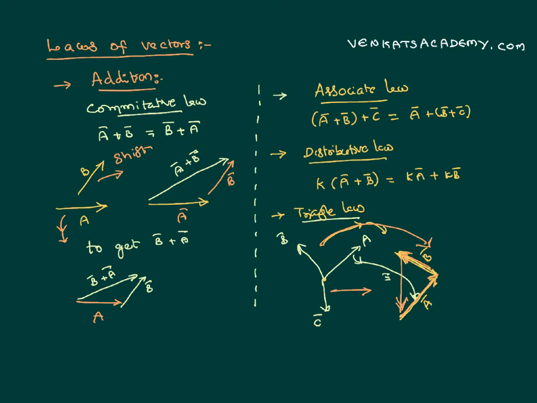It simply tells you that if three vectors are acting on a point and the point is in equilibrium, then the three vectors can be represented as the three sides of a triangle taken in order.